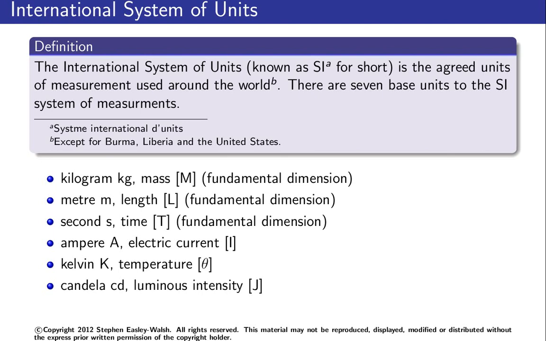The dimensionality is represented by capital J in the square brackets. So this one maybe is not so familiar to you, and it deals with brightness. Mole, mol for short, is an amount of substance, and the dimension is the capital N inside square brackets.